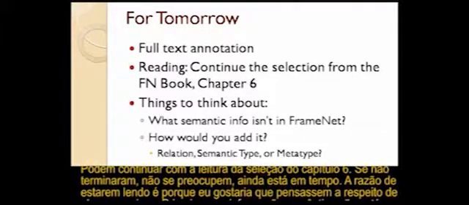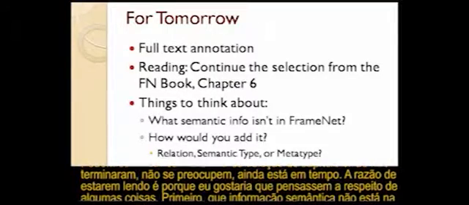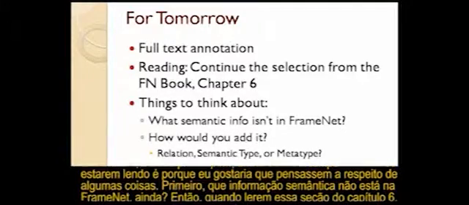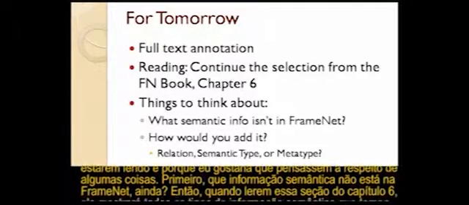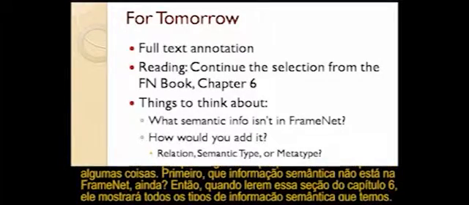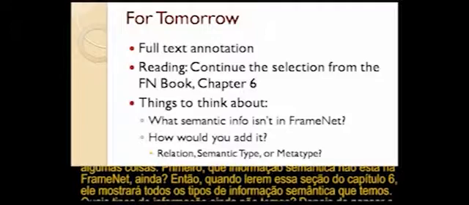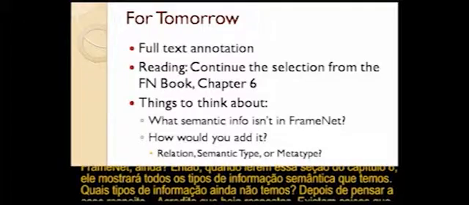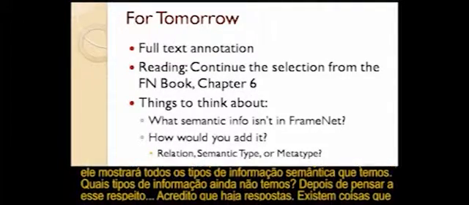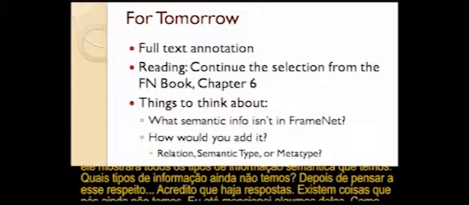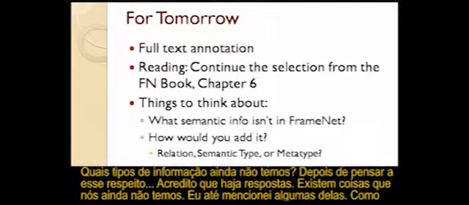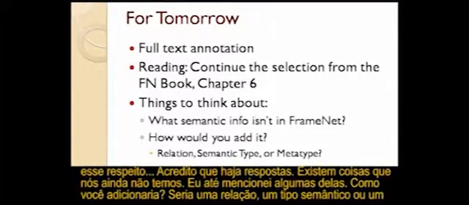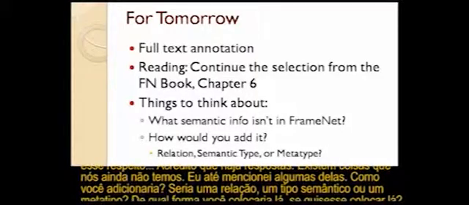Part of the reason why you really need to read it is because I actually would like you to think about a couple of things. So first of all, what semantic info isn't in FrameNet yet? So when you read through that section of chapter 6, that will tell you all of the kinds of semantic information that we have. What kinds of semantic information do we not have? And then, once you've thought about that, there are definitely answers. I promise. There are definitely things that we don't have in FrameNet. I've even mentioned some of them.